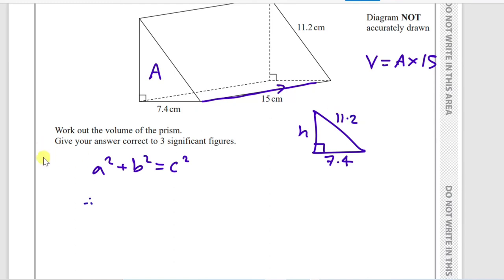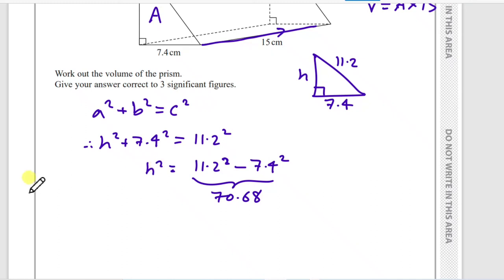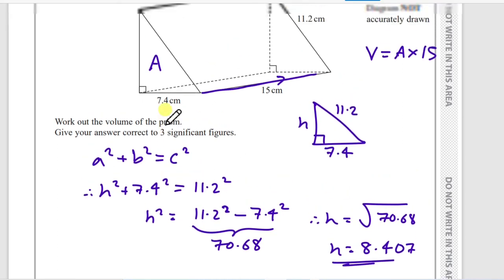That means we can say, using the formula, H squared plus 7.4 squared must equal 11.2 squared. And now to get H squared, we need to move 7.4 squared across the equal sign. So we say H squared equals 11.2 squared, and we move it by subtracting, because you've got positive, so it'd be minus 7.4 squared. Now just put all of this in your calculator: 11.2 squared minus 7.4 squared. And if you do that, 70.68. Now, we need to find h to solve our problem. So to get rid of the square, you need to square root 70.68. So square root your answer, guys, and you should get an h value of 8.4. That works perfectly. Now, actually, let's copy a few more digits, 8.407, just to be safe. So that gives us our height.